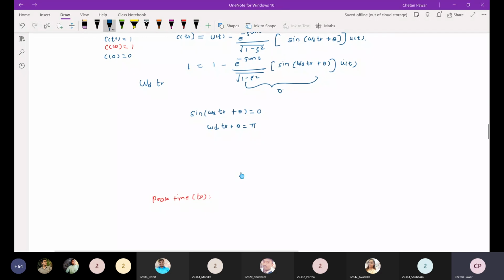So TR will be, you can represent omega d in terms of omega n and zeta. So this is the rise time equation.